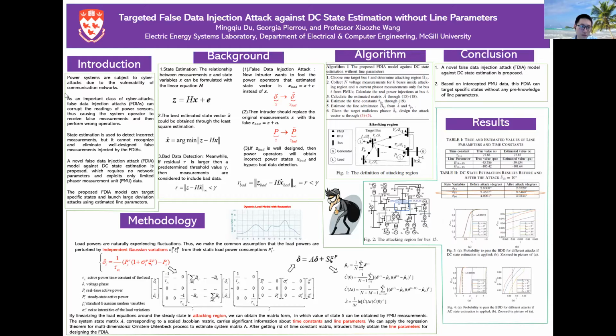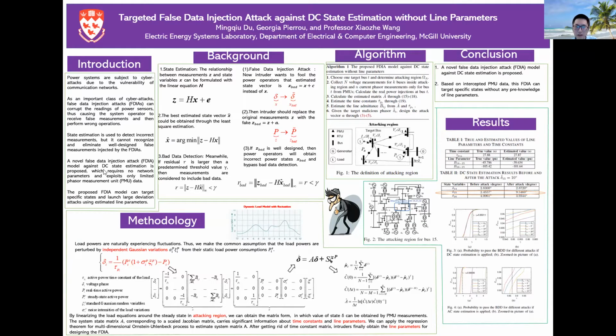As it's known to all, power systems nowadays are subject to cyber attacks due to the vulnerability of the communication networks. As an important class of cyber attacks, the full-state injection attacks can corrupt the readings of power sensors, thus causing the system operator to receive false measurements and then perform incorrect operations. Therefore, the state estimation is used to detect incorrect measurements, but it cannot recognize and eliminate the well-designed full-state false measurements injected by the FDIA.